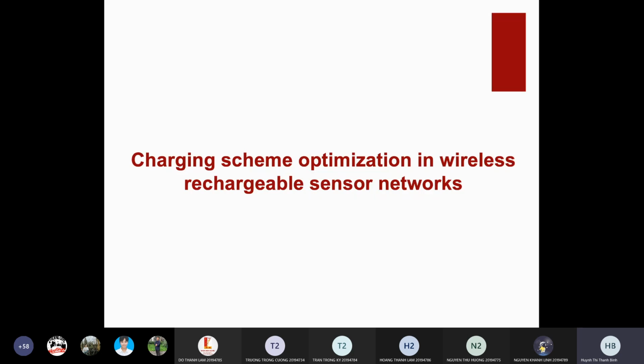The first problem is the charging schedule optimization in wireless rechargeable sensor network.